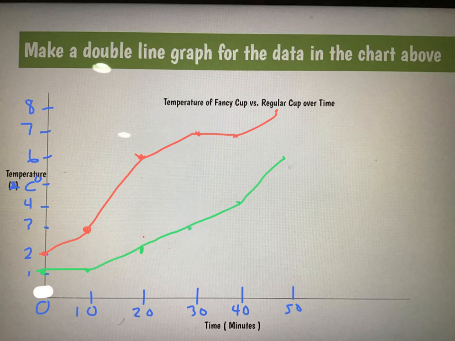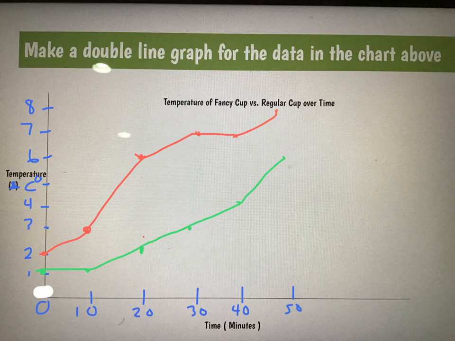So you're going to take the data from the previous assignment that we filled in our data table, and you want to use that data table and turn it into a double line graph. So quick review, remember you start by labeling your x-axis, your y-axis, use your data table and go over as far as you need to in time, and then go up to the correct temperature and put your dot. Once you have all the dots, you connect them together.